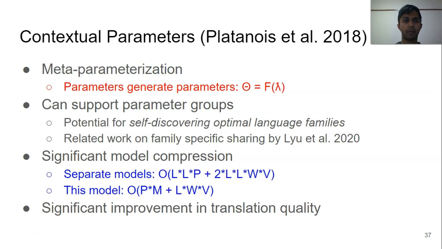You can support parameter groups where you can have a parameter generator for specific language families. There is a related work on family specific sharing by Liu et al. And I encourage you to look it up. The advantage of contextual parameter generation is that compared to separate models or minimally shared models, this model can save a significant number of parameters. And furthermore, it can lead to a significant improvement in translation quality as well.